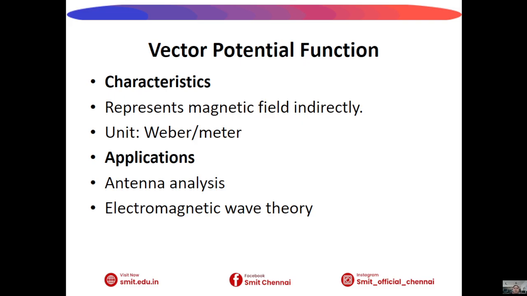Next, we see about the vector potential function. The vector potential is a mathematical quantity used to describe magnetic fields. The magnetic flux density can be obtained by taking the curl of the vector potential. Vector potential plays an important role in electromagnetic wave theory, antenna design, and advanced field analysis. Although magnetic fields can be calculated directly, using vector potential often simplifies mathematical derivations and computational methods.